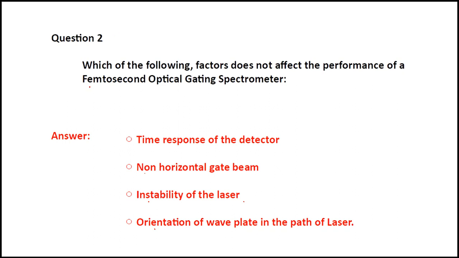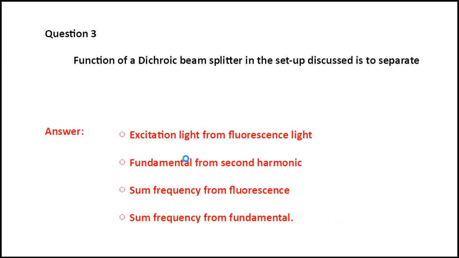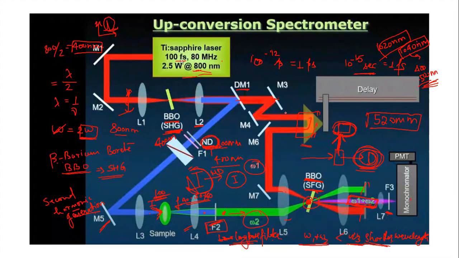So first of all, in the week 3 module, there was the discussion on this femtosecond optical gating spectrometer, which is called FOG. The factors that do not affect the performance is, first, if you talk about the non-horizontal gate beam. So here in this instrument, what I talked is what is the gate beam. So first of all, in this entire setup, the longer wavelength of light, which is the source light, is not affected by any of the, like, which remains constant throughout.